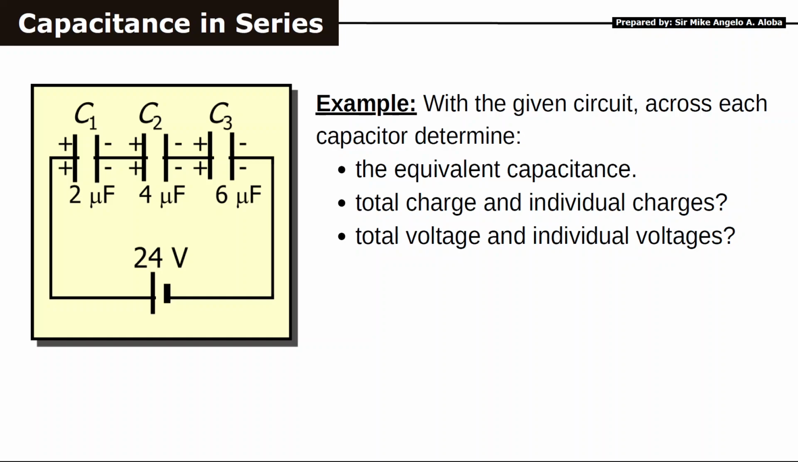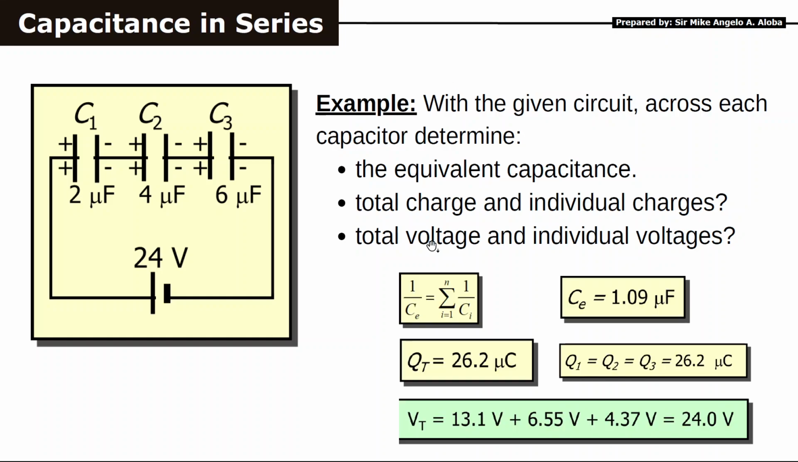So going back to the presentation. Tama naman yung sagot natin, di ba? So nakuha natin yung equivalent capacitance 1.09 microfarad. Yung total charge 26.2 microcoulombs, and total voltage na 24, or V1 13.1, V2 6.54, plus V3 4.36, approximately equal to 24 volts. Okay?